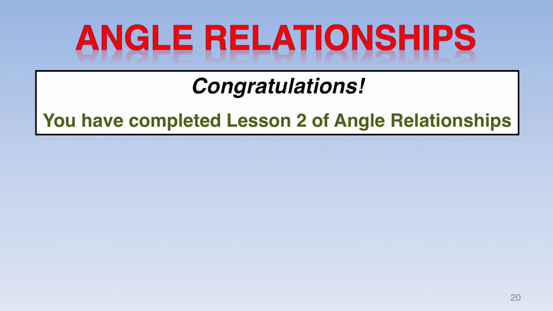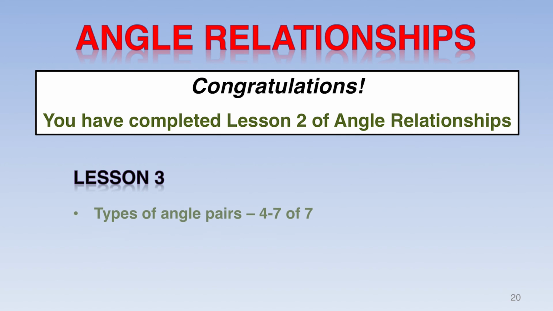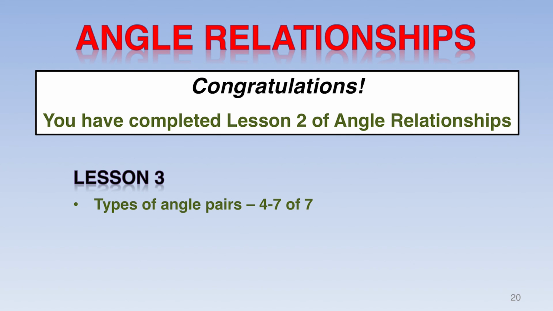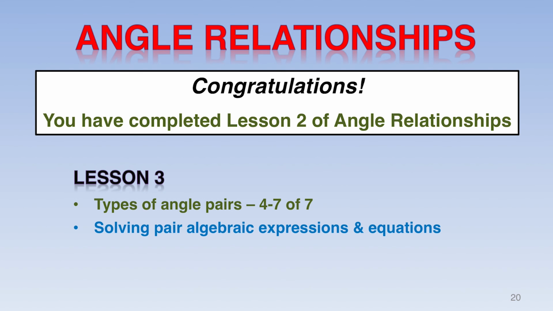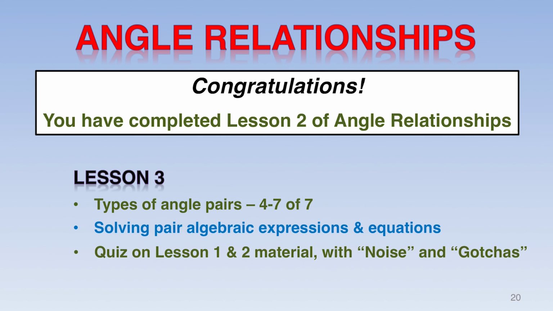Congratulations, you've completed lesson 2 of angle relationships. In lesson 3, we're going to cover the remaining pairs of angles that are created when two parallel lines are crossed by a transversal. We're going to look at more complex algebraic expressions and equations for these pairs. And we're going to have quizzes on lesson 1, 2, and 3 material with noise and gotchas.